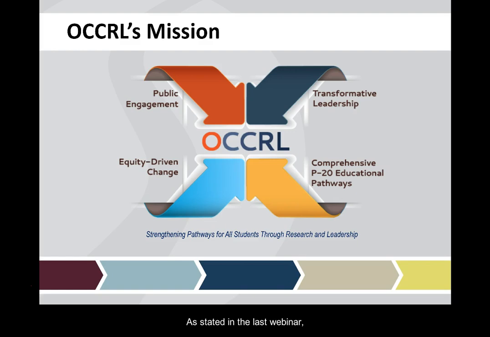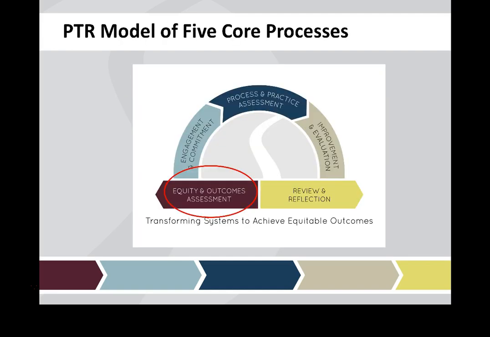As stated in the last webinar, OCCRL's researchers study policies, programs, and practices designed to enhance outcomes for diverse youth and adults who seek to transition to and through college to employment. There are 5 core processes in the PTR model. As previously stated, today I will cover the Equity and Outcomes Assessment, which is a foundational component of the PTR model.